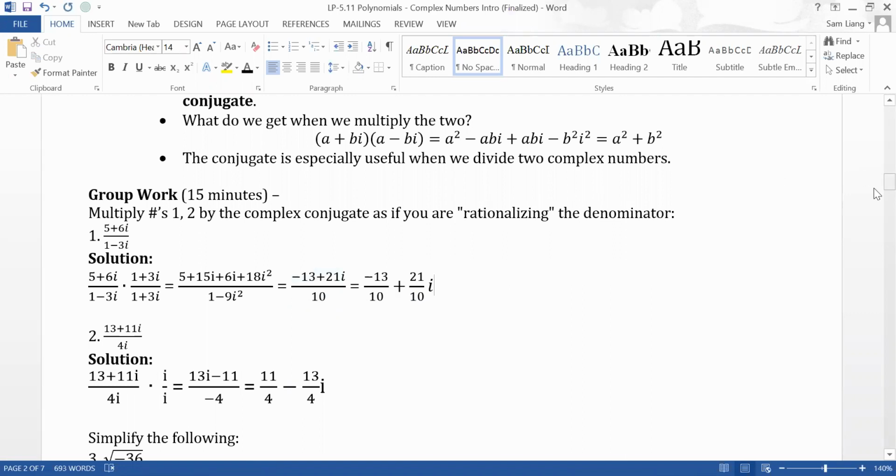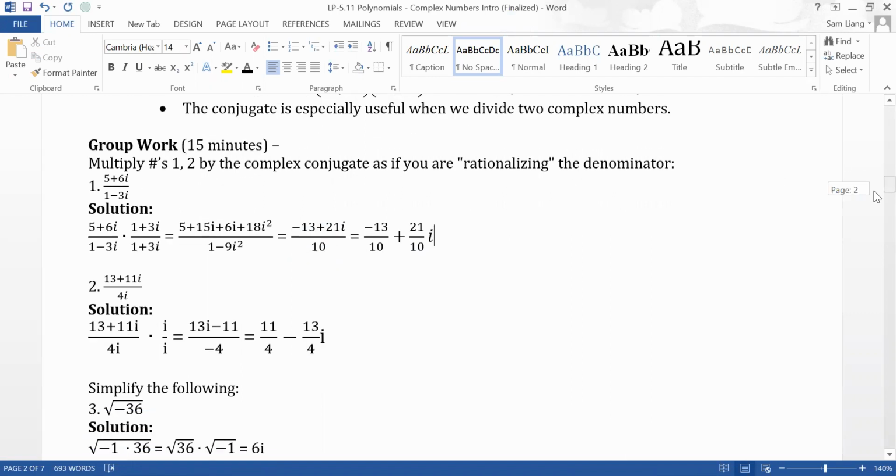All right, next we have question 2, 13 plus 11i divided by 4i. So technically you could multiply by the conjugate. This can be written as 0 plus 4i, so the conjugate would technically be 0 minus 4i. But you can just multiply by i, because again the goal here is to get rid of the i in the denominator. So I'm just going to multiply by i.